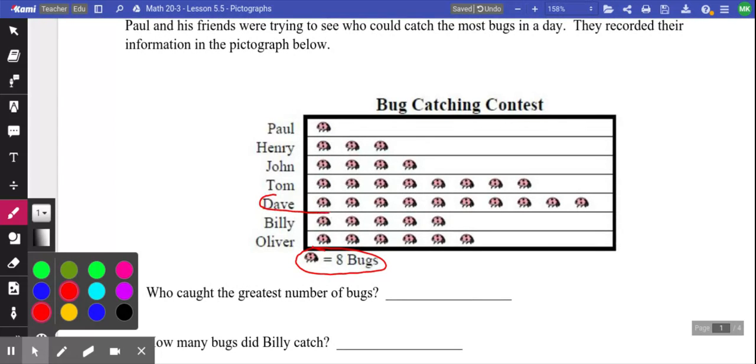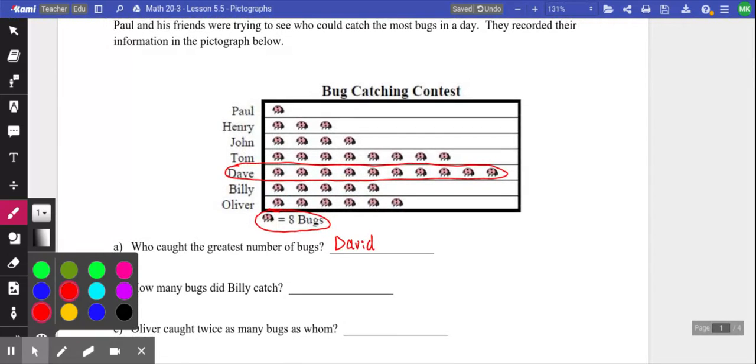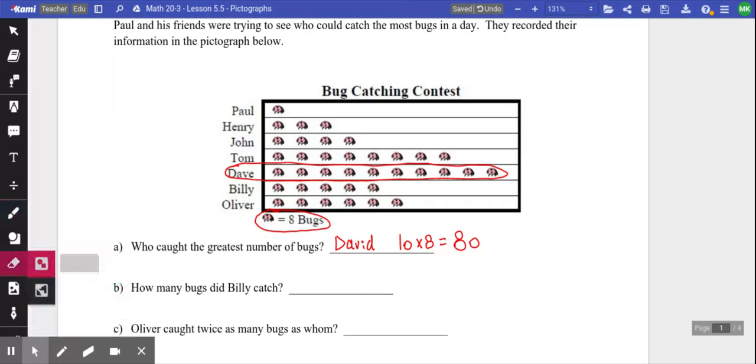It would definitely be Dave. He has all these bugs right here. He has 1, 2, 3, 4, 5, 6, 7, 8, 9, 10 total little pictures. Dave definitely has the most. How many bugs did Dave actually catch, though? It isn't 10, right? It's 10 of those little pictures, and each one represents 8. So it's 10 times 8 to get 80 bugs caught by Dave. But it's definitely him who caught the most.